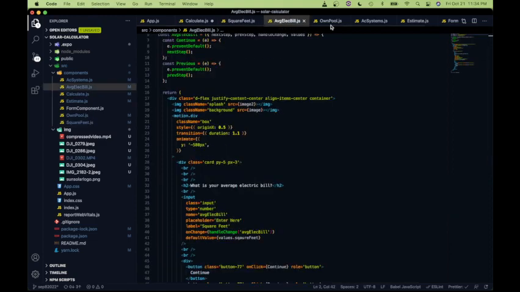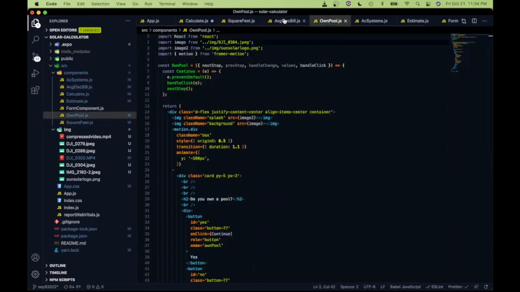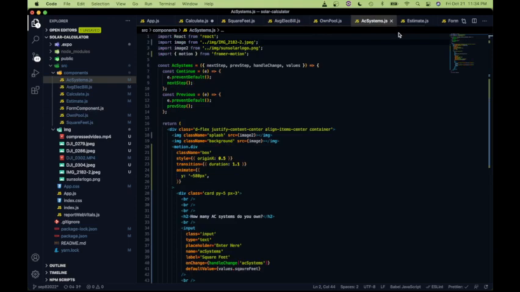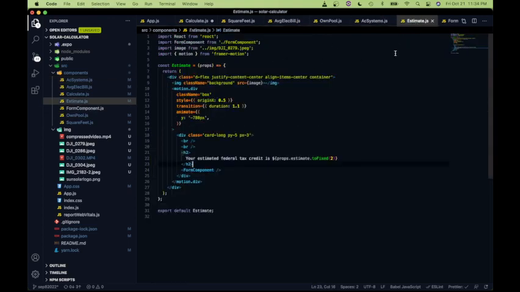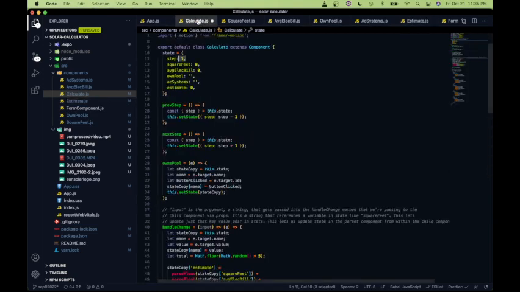The rest of these are pretty similar in ways, with minor changes between them, but I just wanted to show you some of the logic here. In estimate.js, your estimated federal tax credit is, and it takes this object props.estimate.toFixed, which goes back here to Calculate.